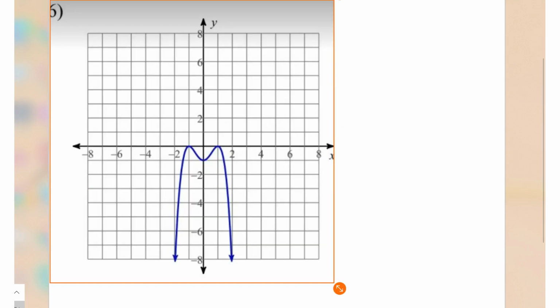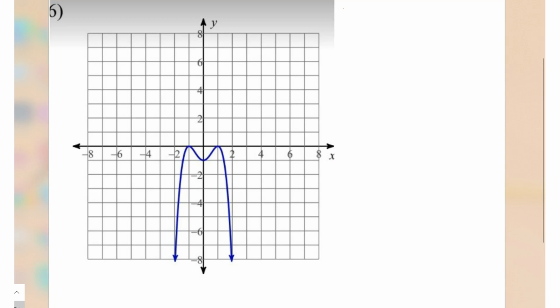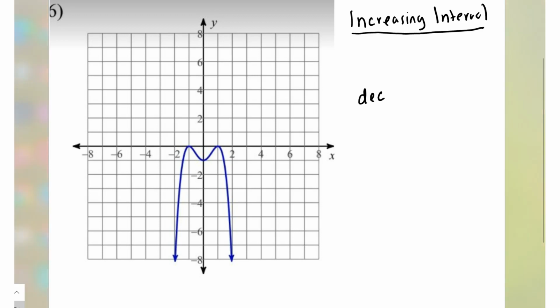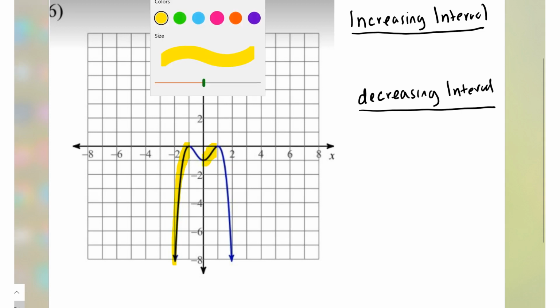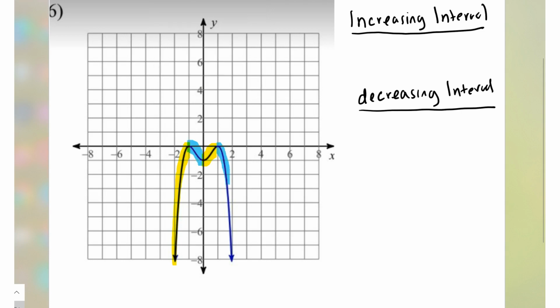For number 6, we have this graph, and once again, we are going to find our increasing interval. We're also going to try to find our decreasing interval. And we don't have a constant here. I'm going to use a highlighter to indicate our increasing part. So I'm going to use yellow to indicate the increasing. It's increasing here. It's also increasing here. Decreasing, we have decreasing right there, and then we also have decreasing right here.